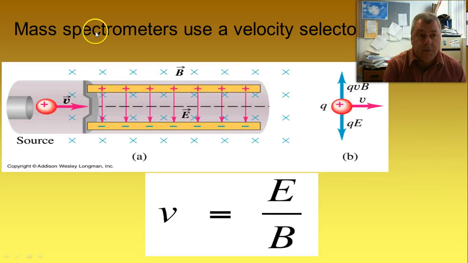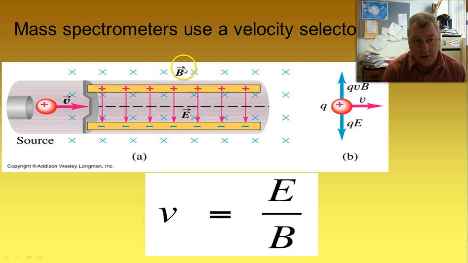And so a mass spectrometer uses this, and it's called a velocity separator. And so what happens is you have your source in your mass spectrometer. Usually that's just a filament, or it could be something that's boiling off ions. There's a whole variety of ways that we can make charged particles. They then enter this area, and here we've got a magnetic field labelled as B.